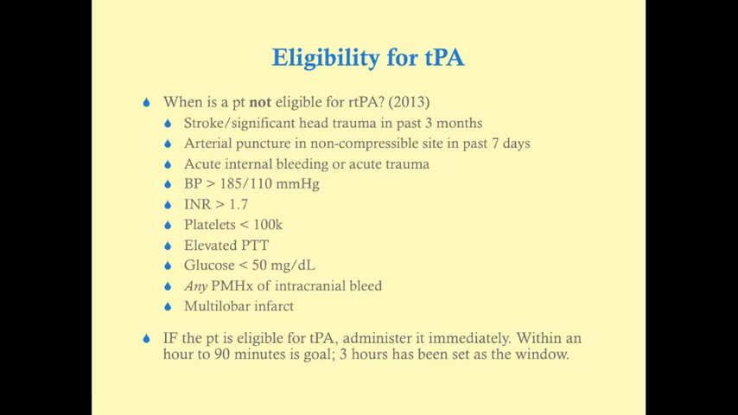These ones, like the INR and the platelets and the PTT, they're kind of obvious because if you've got 30,000 platelets, you're obviously not going to give something that's going to make it harder for you to form a clot, because it's hard to form a clot to begin with.